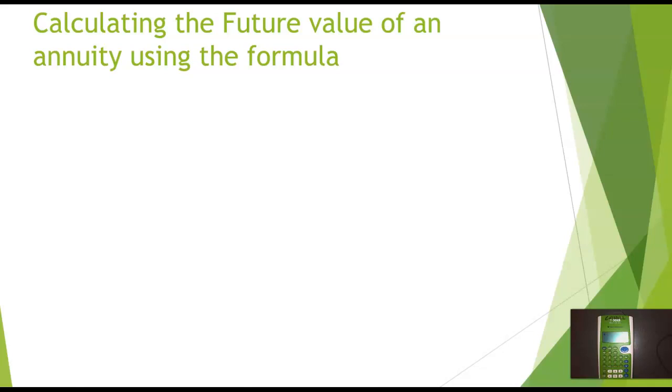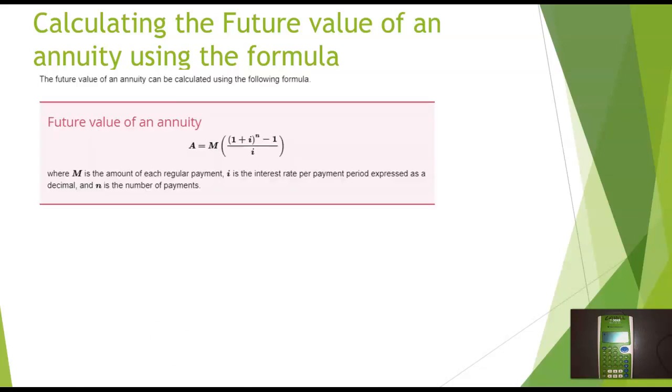I really like formulas. So here's our formula for the future value of an annuity. So A is the future value, M is the amount of each regular payment. I is our interest rate expressed as a decimal per payment period. So if it's monthly, it'll be like divided by 12. And so here is our future value of the annuity formula.